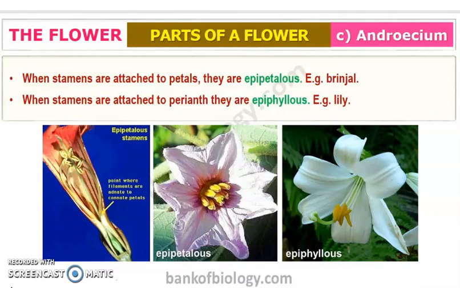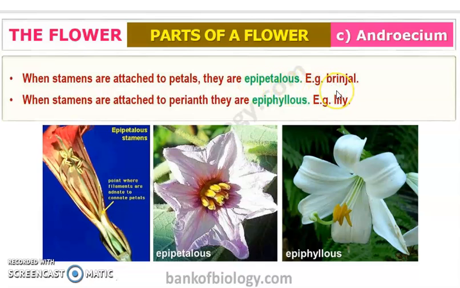When stamens are attached to the petals, they are called epipetalous. You can see it here. When the stamen is attached to the petal, this is the petal portion, and at the tip of the petal, at the point where the petal and the stamen meet, they are attached to each other. So when stamens are attached to the petal, they are epipetalous.